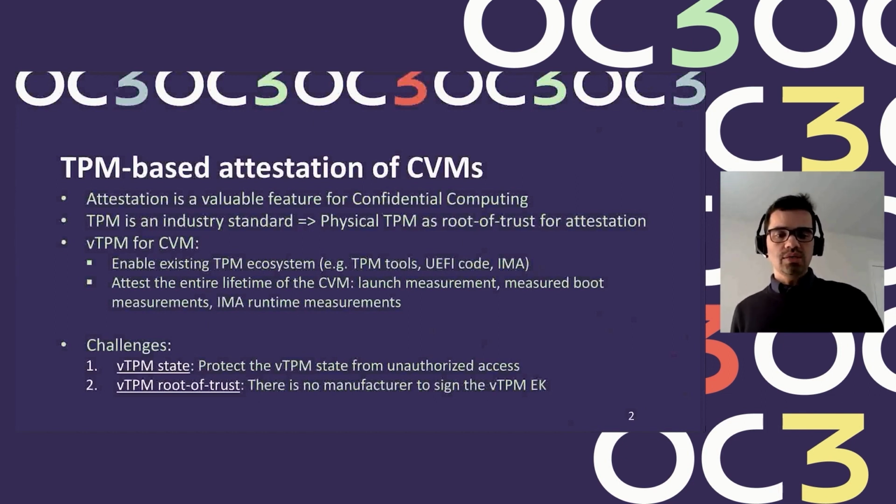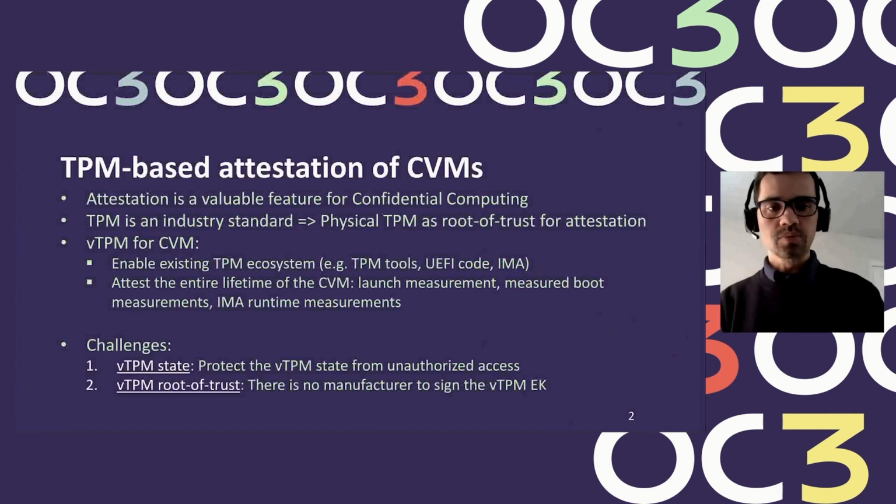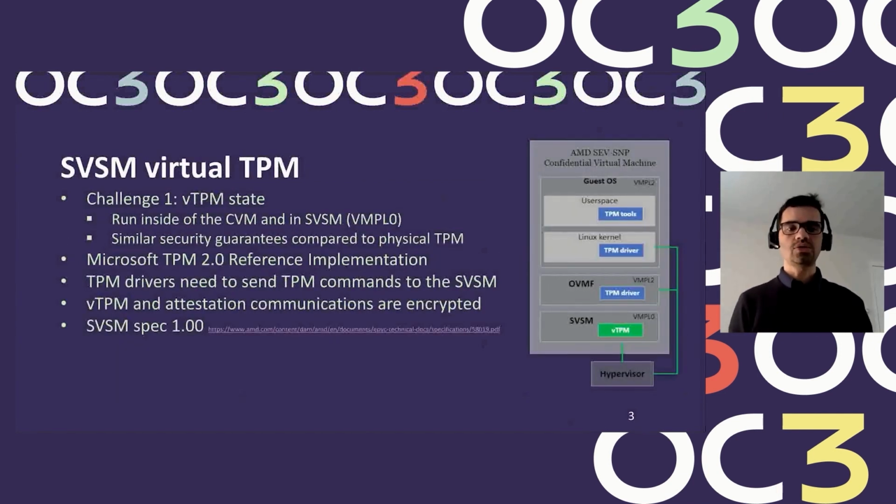The second challenge is about the VTPM root of trust. In a physical TPM, the TPM endorsement key, the EK, is signed by the manufacturer, and we can use that to check the authenticity of the EK of the TPM by checking if the EK certificate was signed by the manufacturer we expect. But here we have a virtual TPM. There is no manufacturer. We need to find other ways to still use the VTPM as a root of trust. We'll get back to those challenges in a bit.